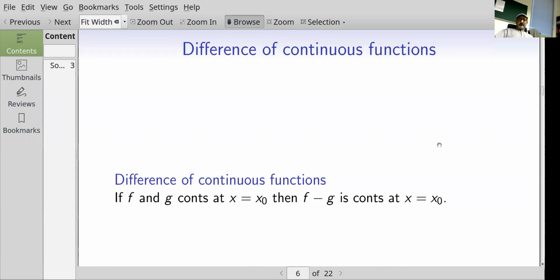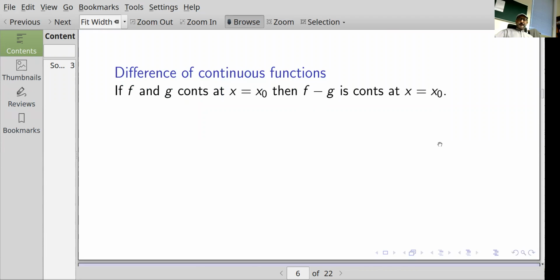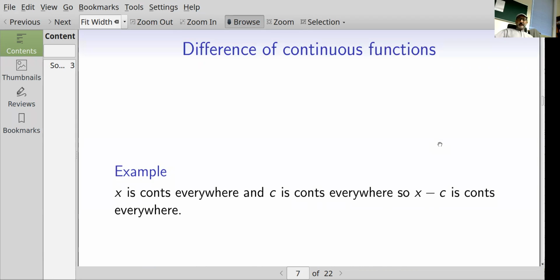A difference of continuous functions. If f is continuous at x equals x naught, and g is also continuous at x equals x naught, then the difference, f minus g, is continuous at x equals x naught. So for example, I have that x is continuous everywhere and c is continuous everywhere, so x minus c is continuous everywhere.